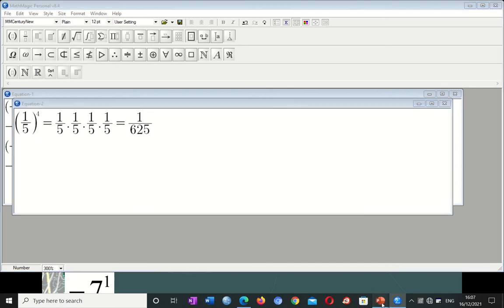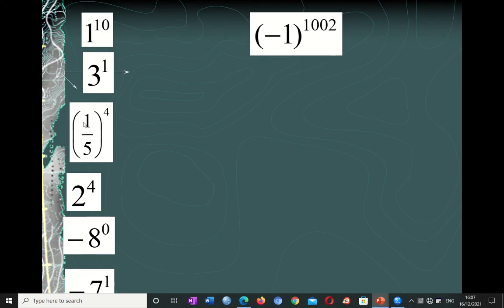So what was our second question here? 2 to the power 4. What is my answer? Who's going to tell me? 2 to the power 4. What is it? 16. Do you need help for that? No. 2 multiplied by 2 multiplied by 2 multiplied by 2.